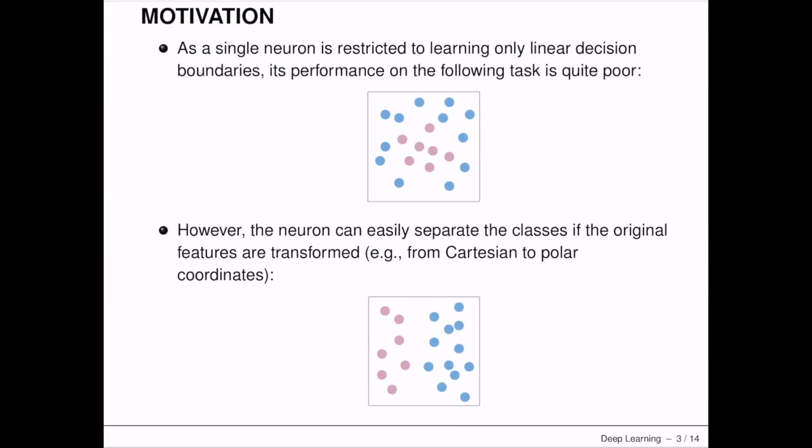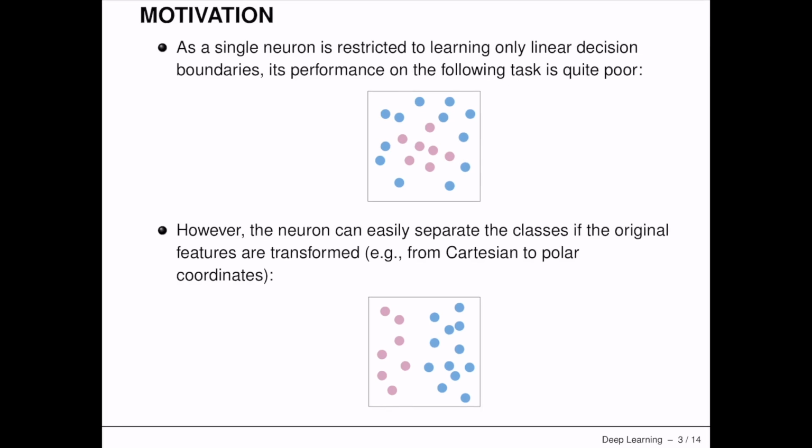A single neuron is restricted to only linear decision boundaries. Because of that, it cannot solve the following task. It could only make a decision boundary like that or that, but it's clear that it's hard to separate the blue from the red points by that.